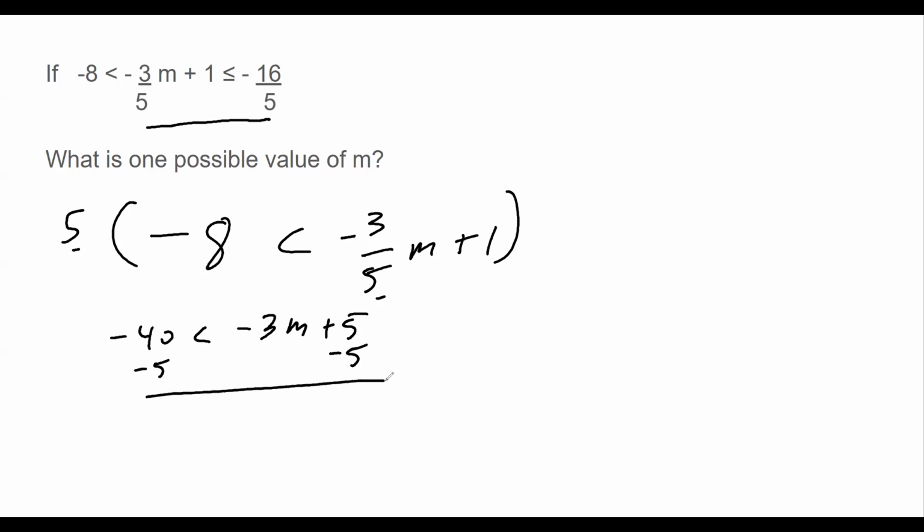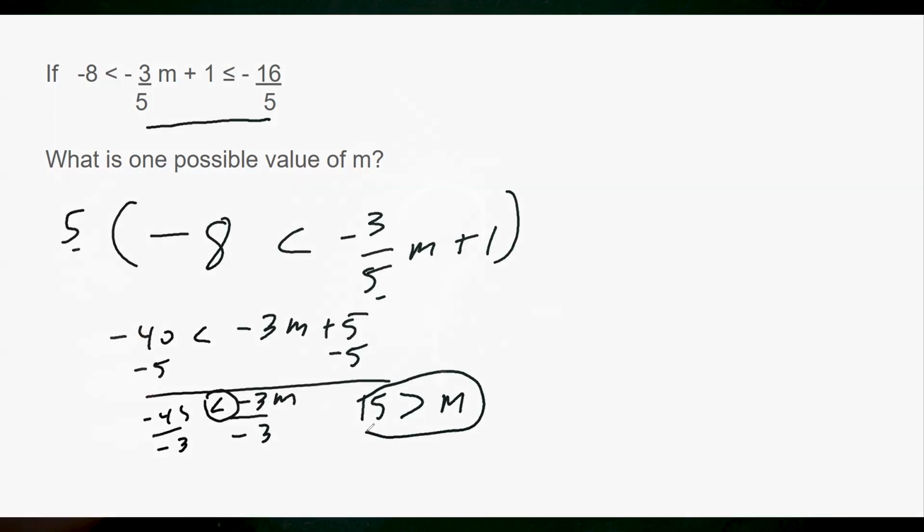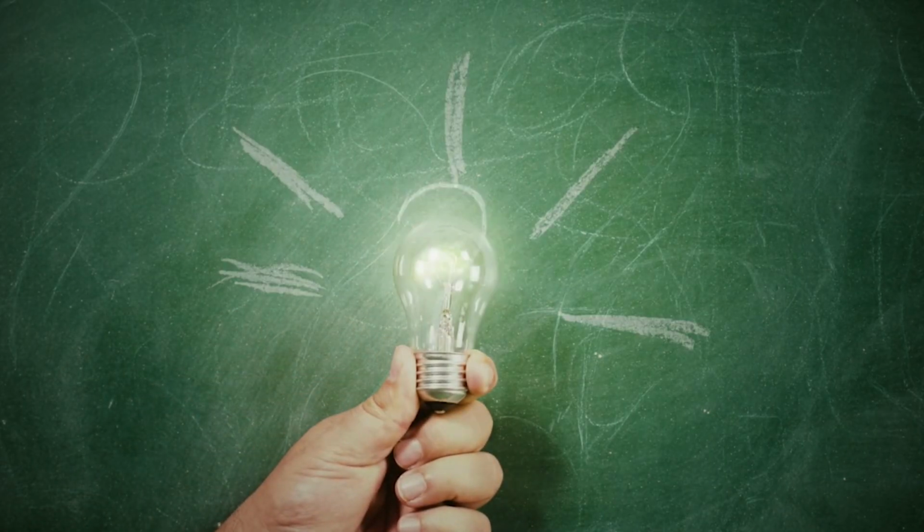Here I have negative 45 less than negative 3m. And I'm going to divide by negative 3. Now, when I do this, I need to keep in mind I've got to flip this inequality because I'm dividing by a negative number. So I get 15 greater than m because I flipped the inequality, and 45 divided by 3 is 15. The negatives cancel. So that's one solution, to the left side there.